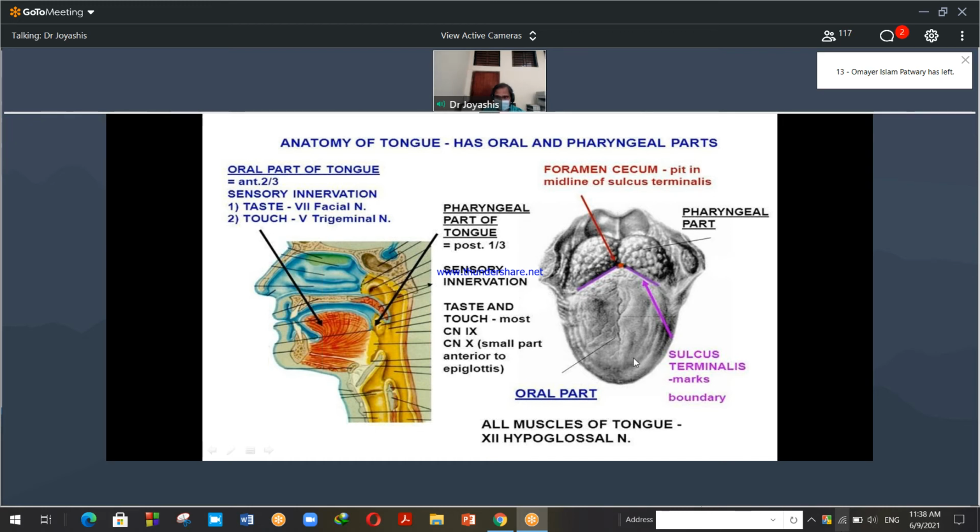This is the pharyngeal part, and this is the oral part. The sulcus terminalis marks the boundary, differentiating the pharyngeal part from the oral part. All muscles of the tongue are supplied by the 12th cranial nerve, which is the hypoglossal nerve.